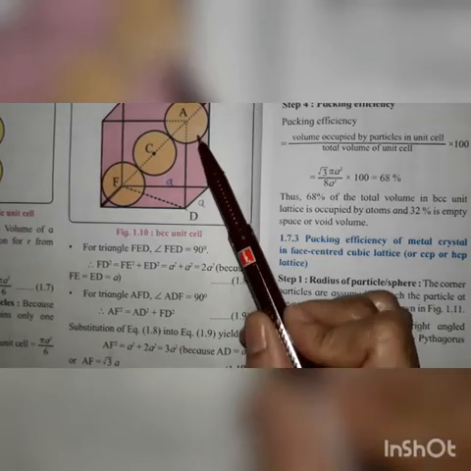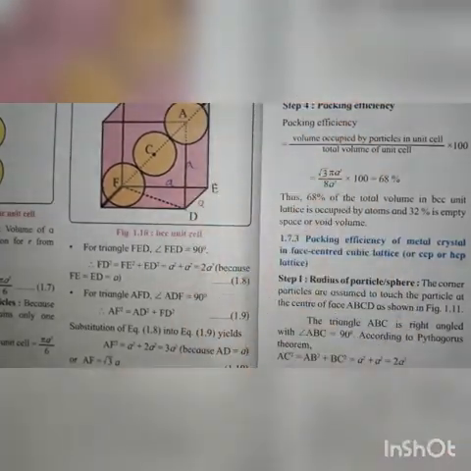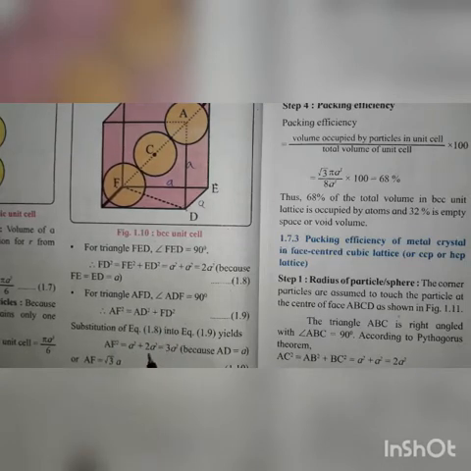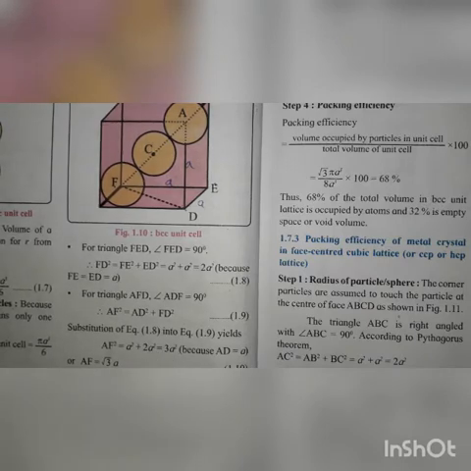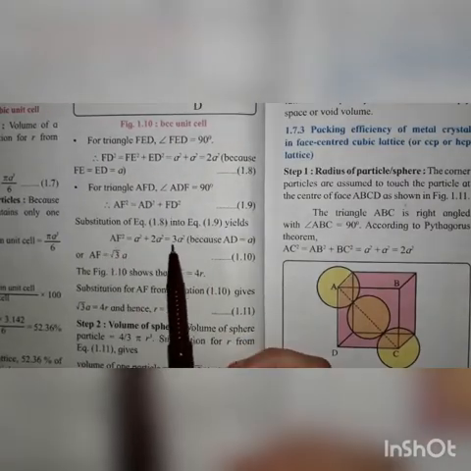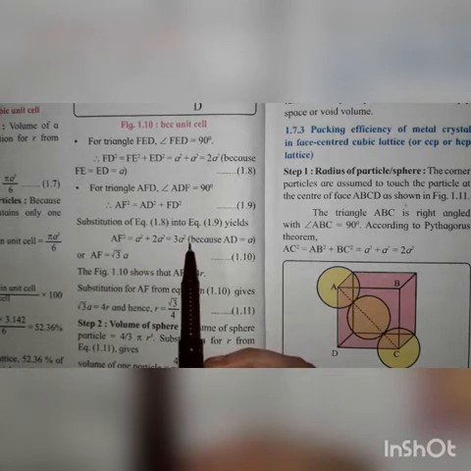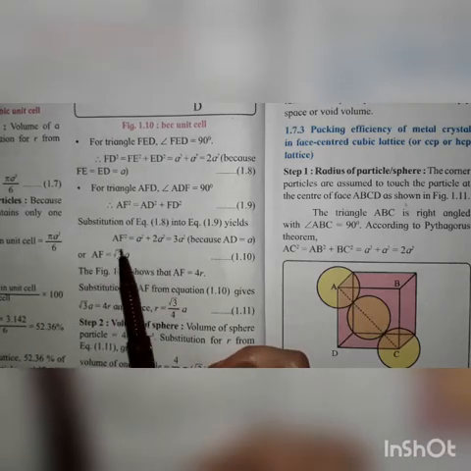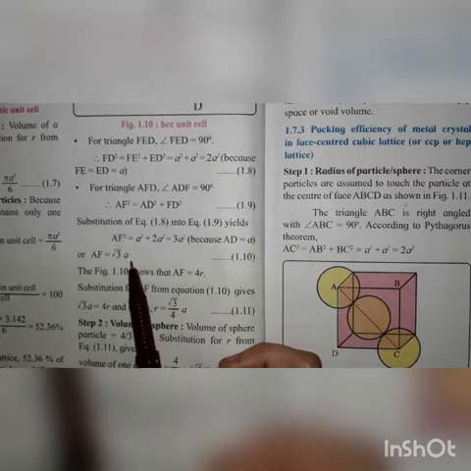And AD is again a side or edge of this cube, so it is also a. So AF square is equal to a square plus 2a square, which becomes 3a square. So AF square is equal to 3a square. We are taking the square root of both sides. The root of AF square will be AF, the root of 3 will be root 3, and the root of a square will be a. So AF is equal to root 3 a.